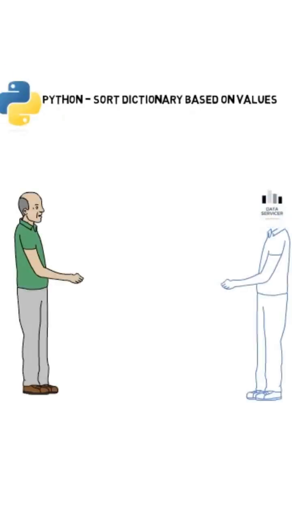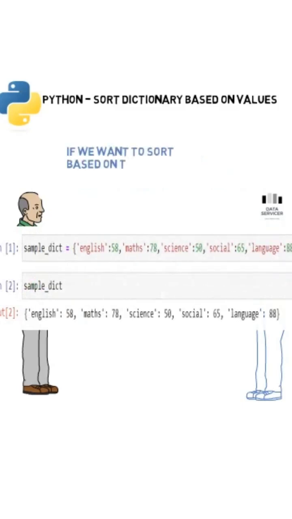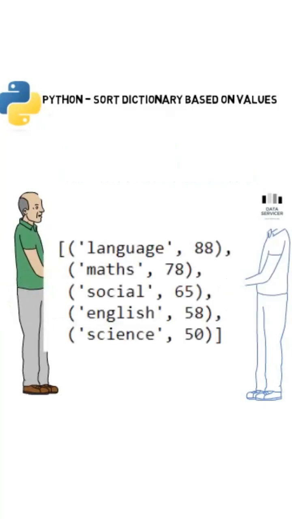Hey, I want to sort a dictionary based on values. That's doable. Let's have a dictionary that contains subject name as key and values as the marks obtained. If we want to sort based on the marks and want to have the result as more marks at the top and least at the bottom.